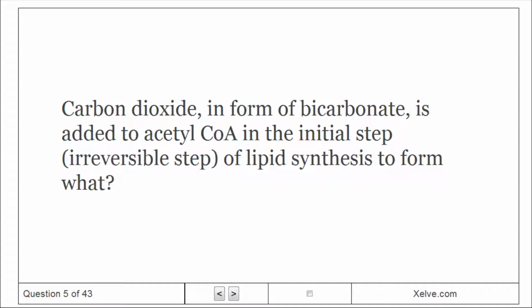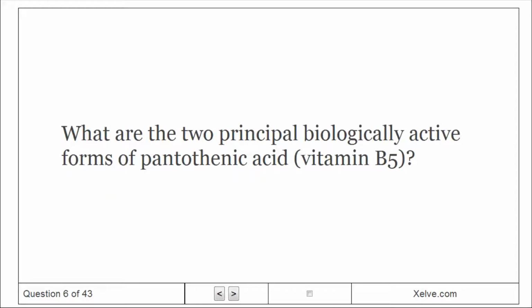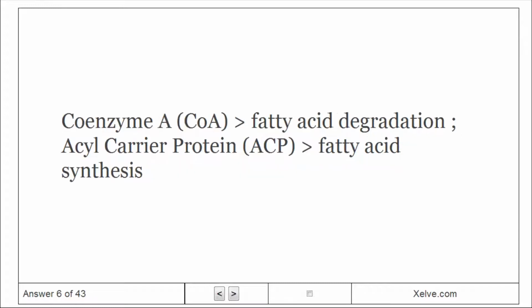Carbon dioxide, in the form of bicarbonate, is added to acetyl-CoA in the initial step of lipid synthesis to form what? Malonyl CoA. What are the two principal biologically active forms of pantothenic acid? Coenzyme A for fatty acid degradation, acyl carrier protein for fatty acid synthesis.